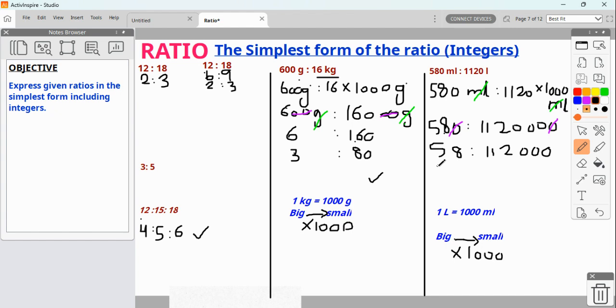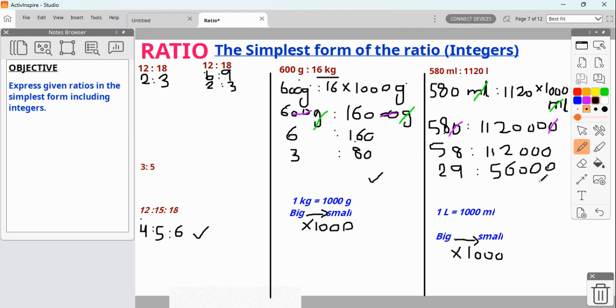Now we can see both the integers are divisible by 2. So we can divide 58 by 2 and we will get the answer. 2 times 2 is 4 and 1 will move here. 2 times 9 is 18, 29. And here we can check. 2 times 5 is 10, 1 will move forward, it will become 12. 2 times 6 is 12. And 0, 0 and 0. So we got our answer 29 ratio 56,000.